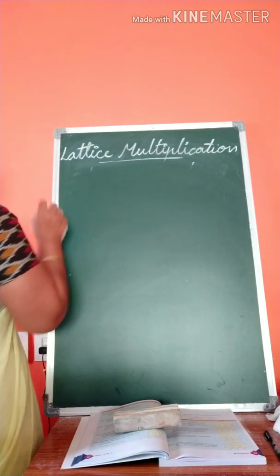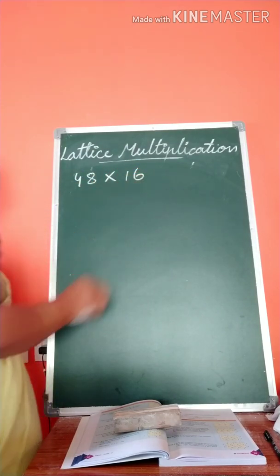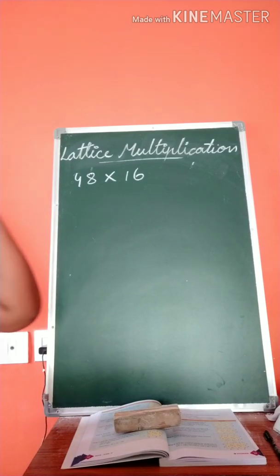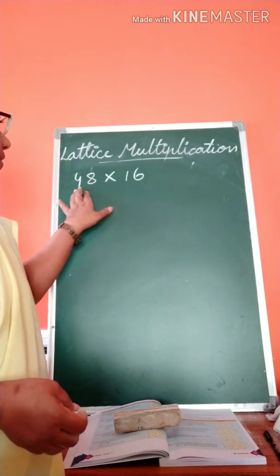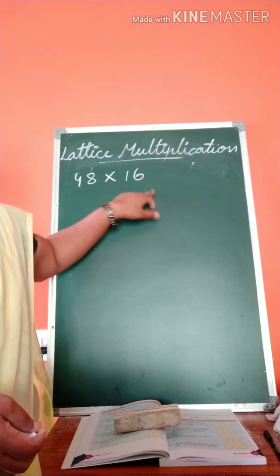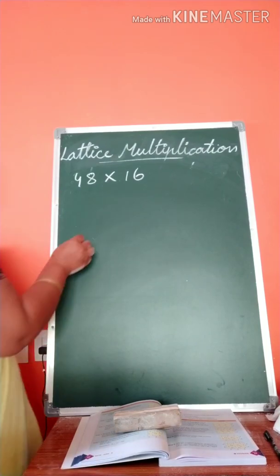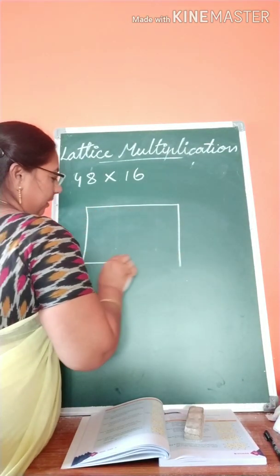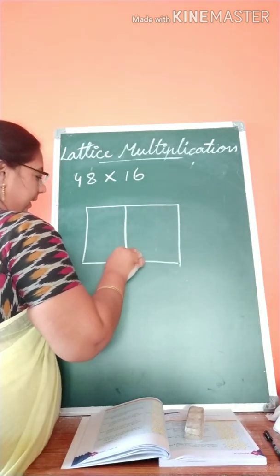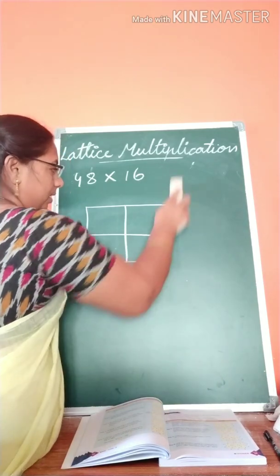Okay. See, let us take one more example. It is 48 multiplied by 16. 48 into 16. Here also 48 has 2 digits. 16 has 2 digits. Okay. Now how to draw the multiplication lattice? Draw a 2 by 2 square, which means it should have 2 rows and 2 columns. Right? Very good.